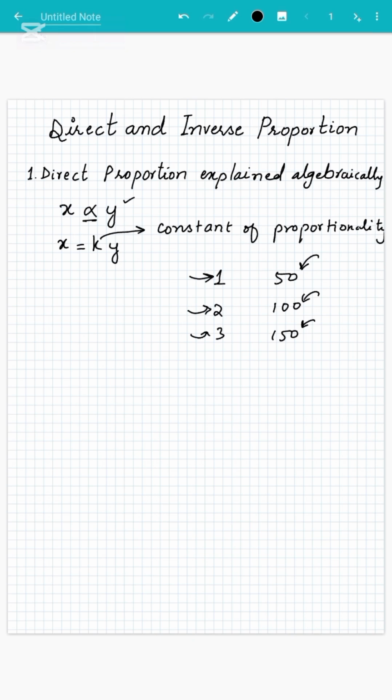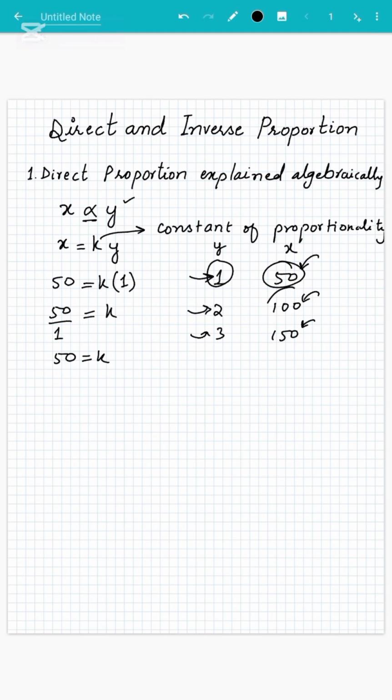So in this, let's suppose that this 50 is x and this number of days is y. Let's put this example in the formula. We will place the value of x as 50 and k as it is, and in place of y as 1. Now solve for k. So this 1 will come down and divide this 50. So k will be equal to 50.